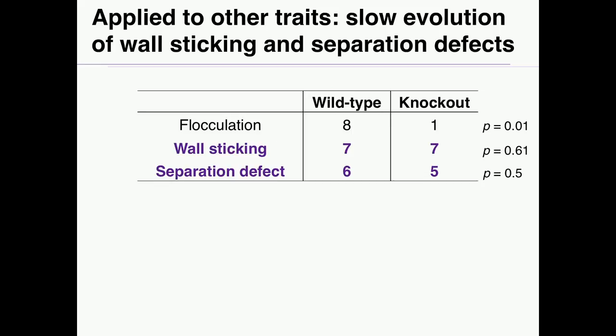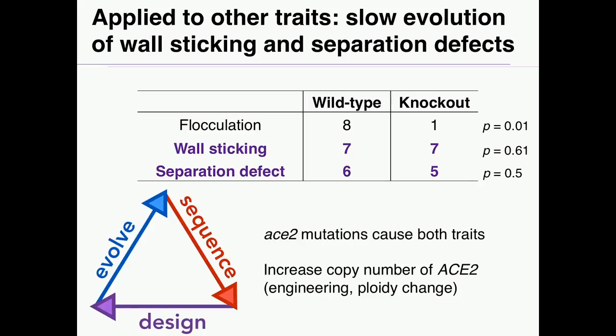So I talked earlier about that wall sticking trait that we see very commonly in the chemostats, also the separation defect that we observed in 2 of our clones. And neither of these were significantly affected by the deletion of Flo1, which we would expect based on our understanding of how these traits occur. But if we sequence some of the clones from some of the strains that evolve these traits, we find that ACE2 loss of function mutations can actually cause both traits.